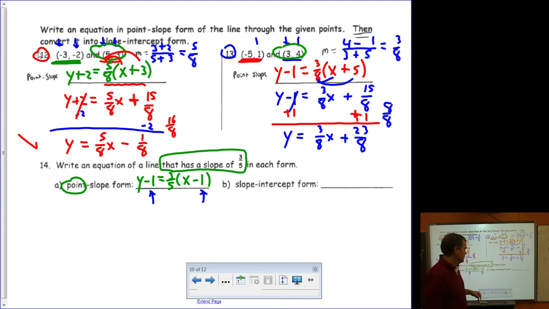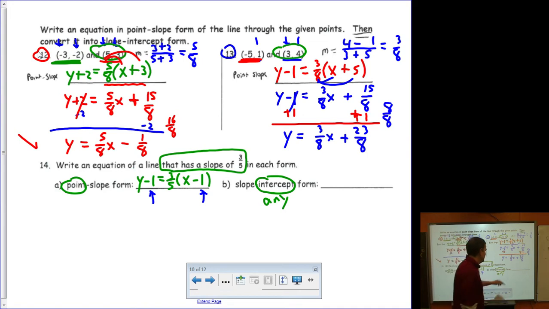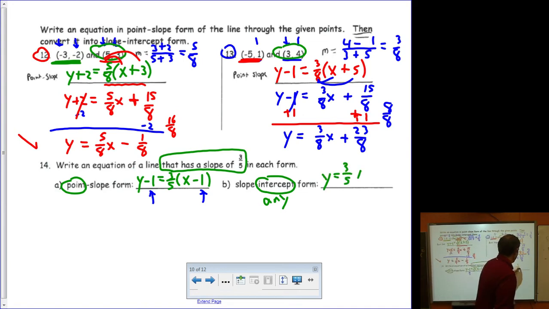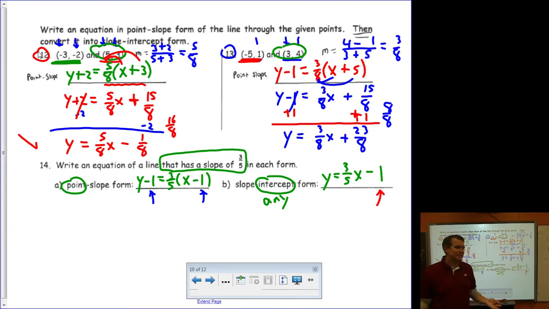In slope-intercept form, I can make the y-intercept anything I want it to be. So maybe I would just say y equals 3/5 x minus 1. Again, this number could be any number you want it to be, since it was not asked of you to be any particular number.